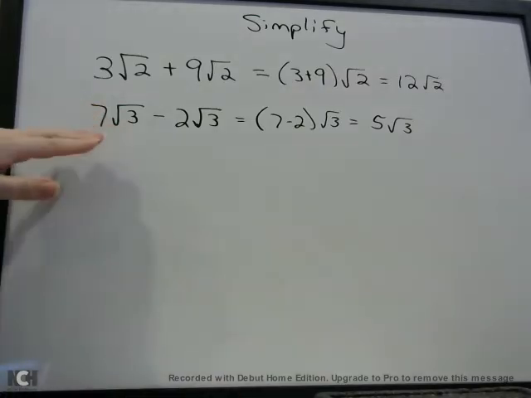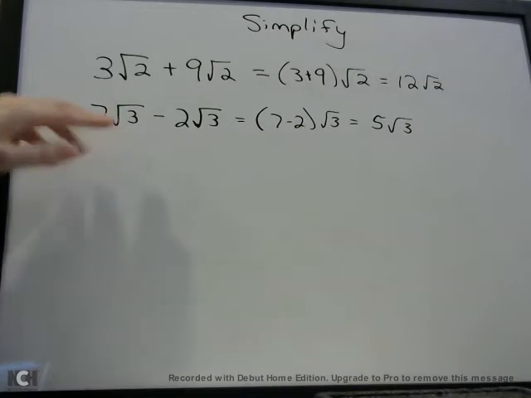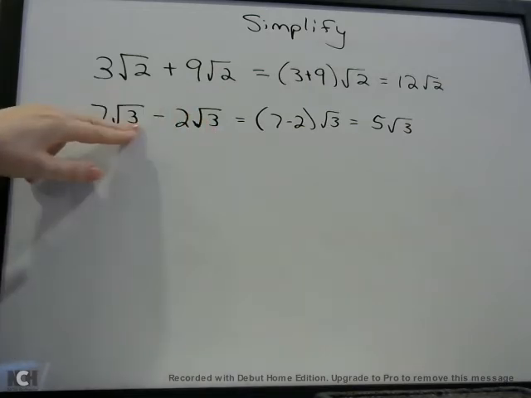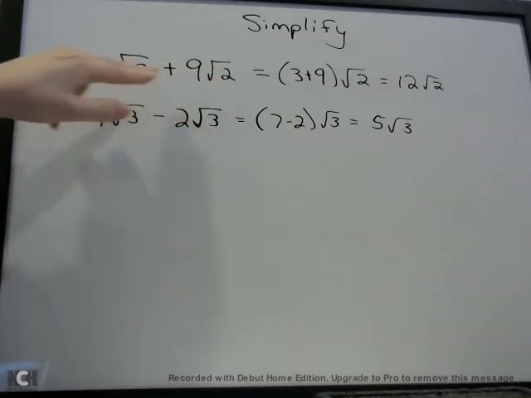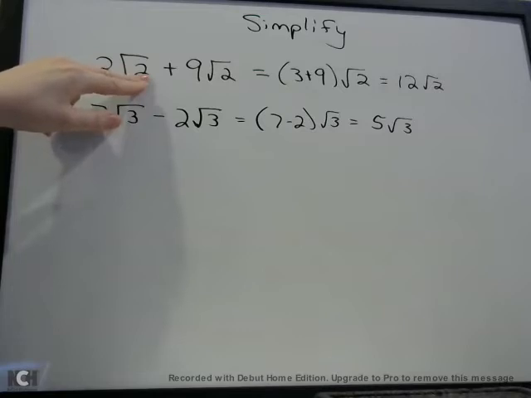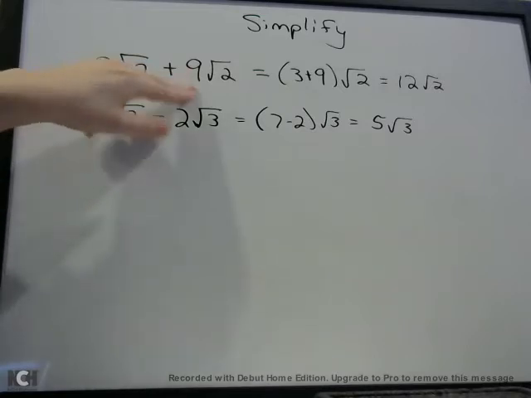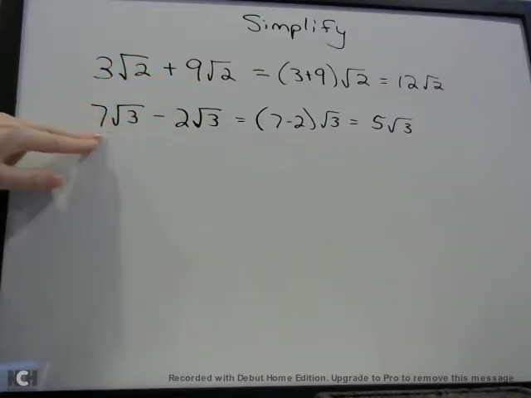So those are actually pretty straightforward if you can remember that. You can only add them and subtract them if the number under the root sign is the same. But whatever the numbers out here are, you just do that same operation. Now, I'm going to give you one more problem that is a little bit more complicated.